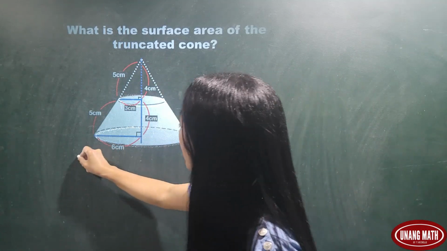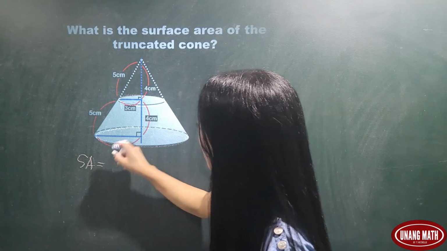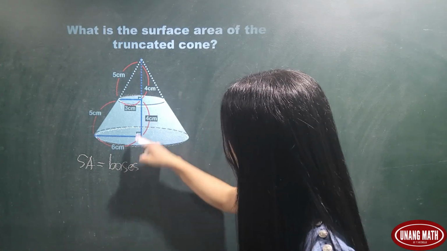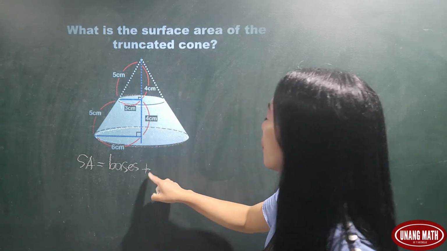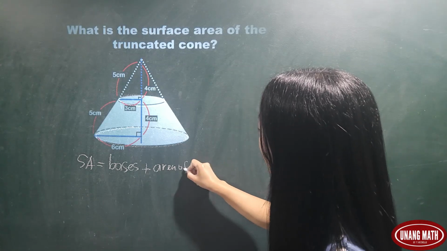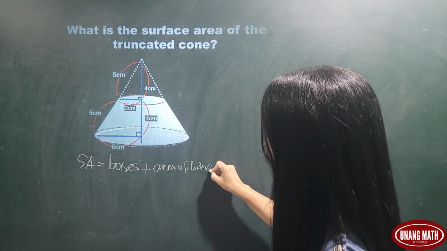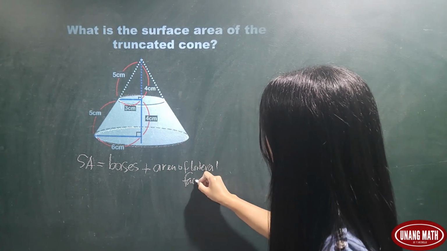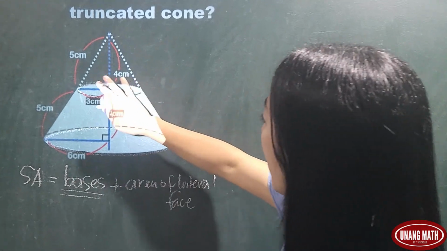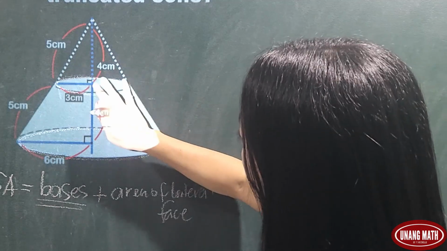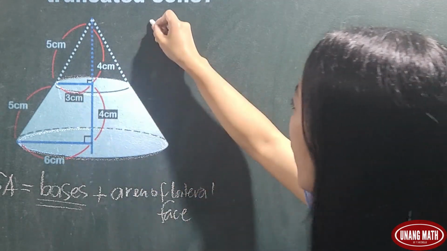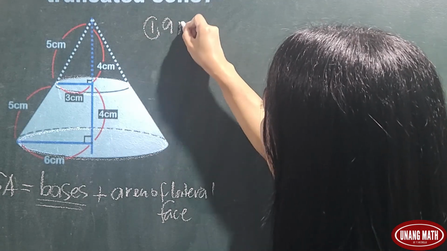Okay, to find the surface area of this truncated cone, first we have to find the area of the bases, and then we have to add the area of the lateral face. Let's find first the area of the bases. Let's start with this base. Since the radius is 3 centimeters, pi times 3 squared is going to be 9 pi.